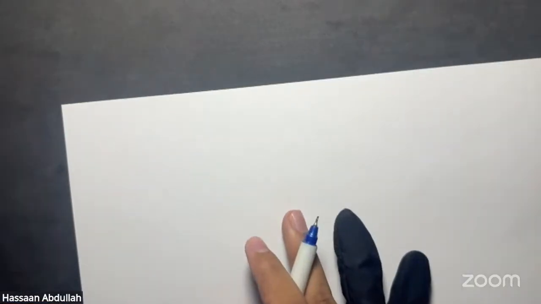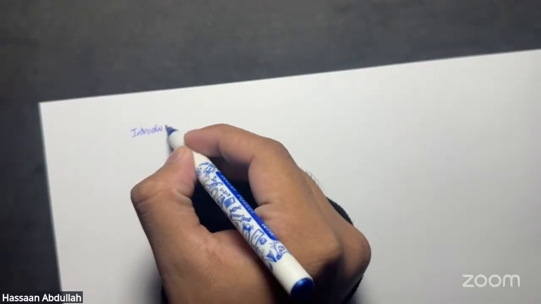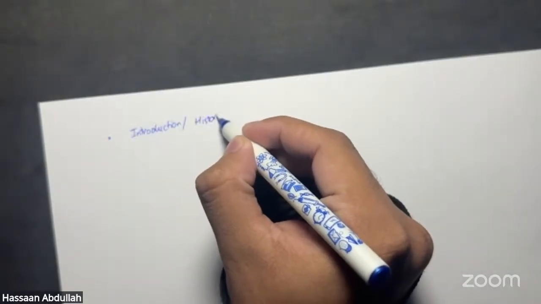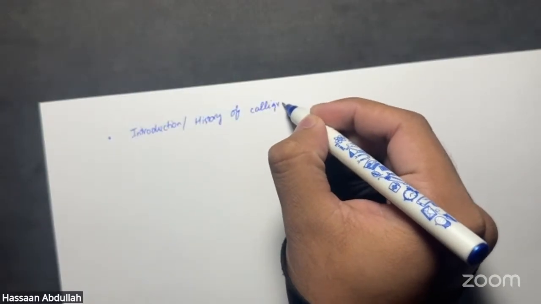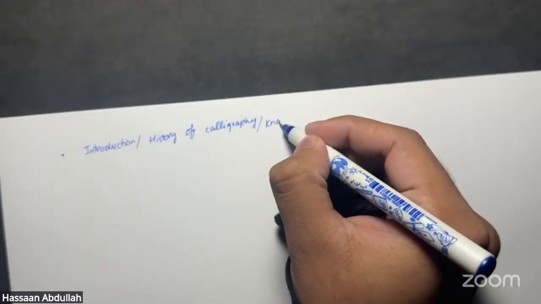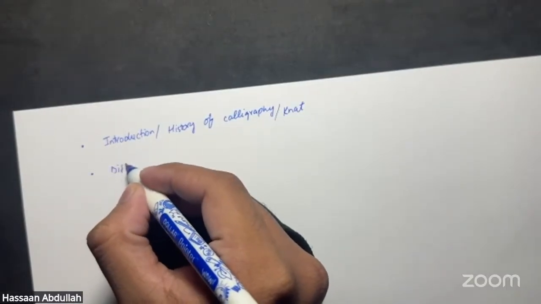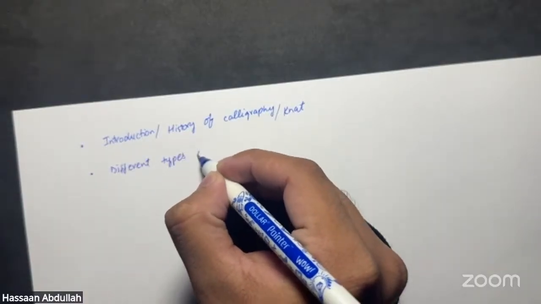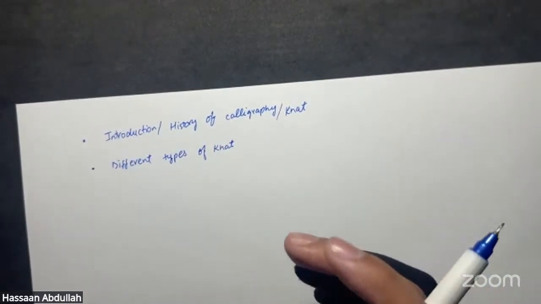First of all, I'm going to write it here: introduction, or you can call it history of calligraphy, or calligraphy, or you can call it khat. Then we're going to see different types of khat.